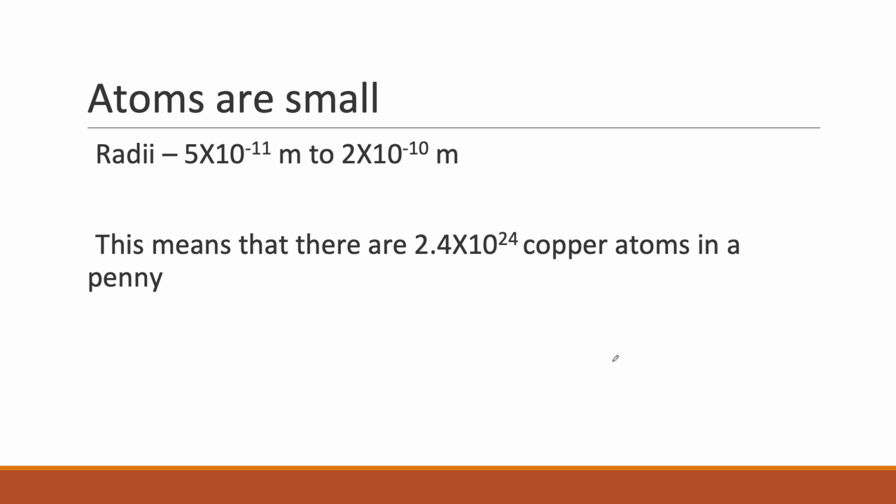Atoms are really, really small. These are absolutely tiny. And the radii, from the center of the atom to the outside of the atom, that we know is 5 times 10 to the minus 11 to 2 times 10 to the minus 10 meters. That's absolutely small. Another way to say this, and I'm going to introduce something, is called an angstrom. This is an angstrom.